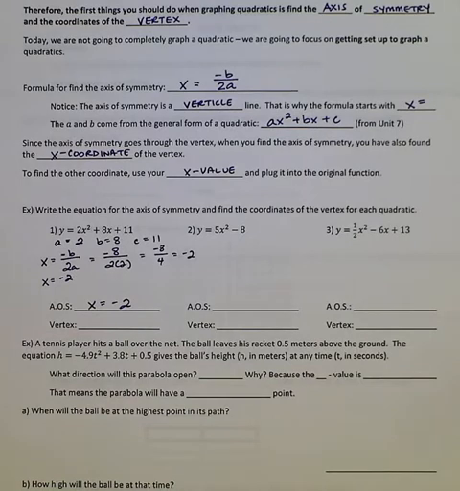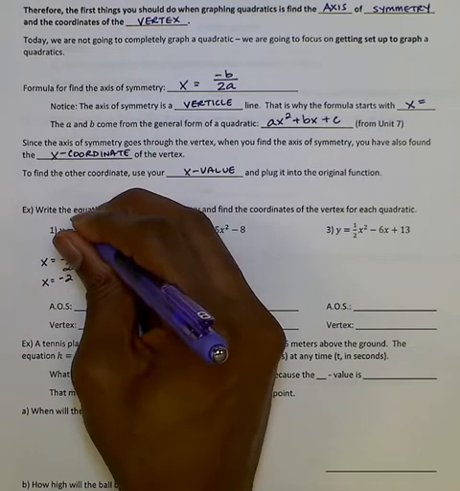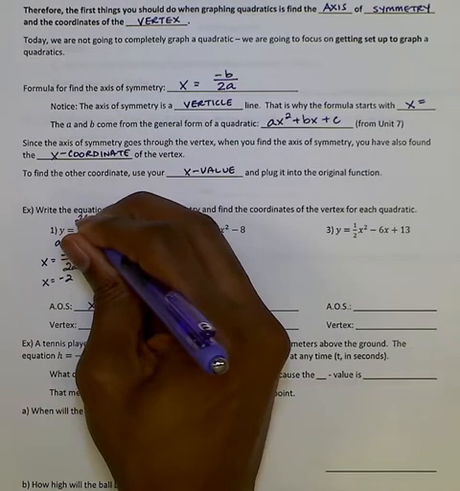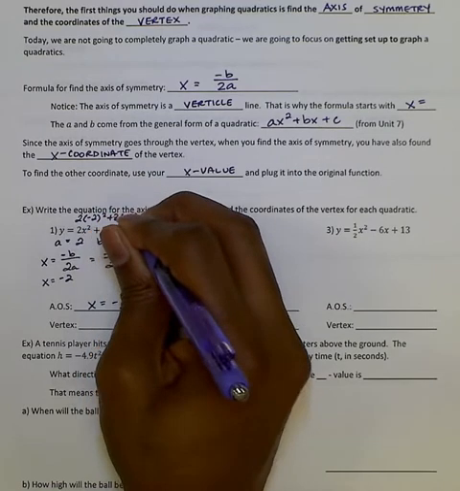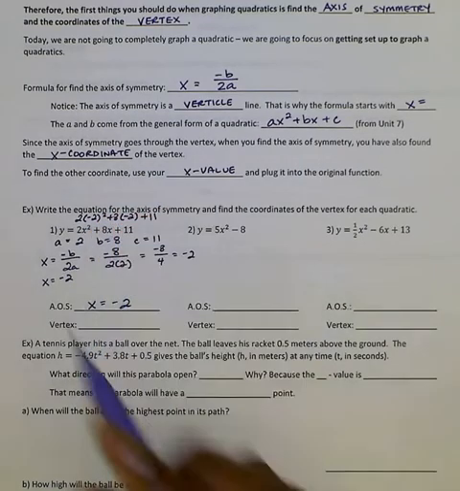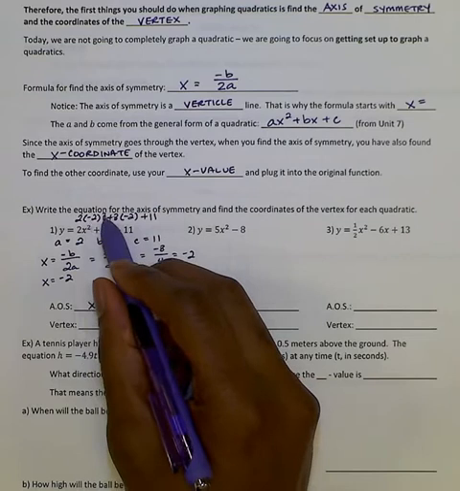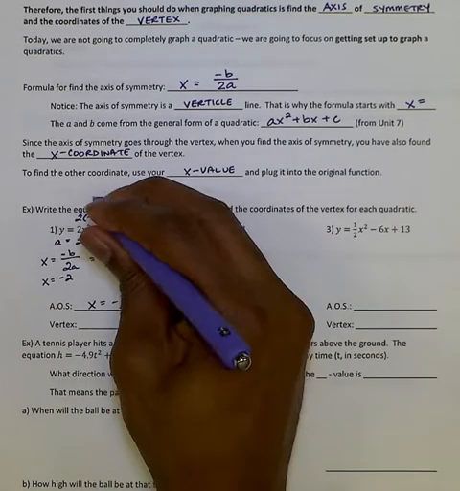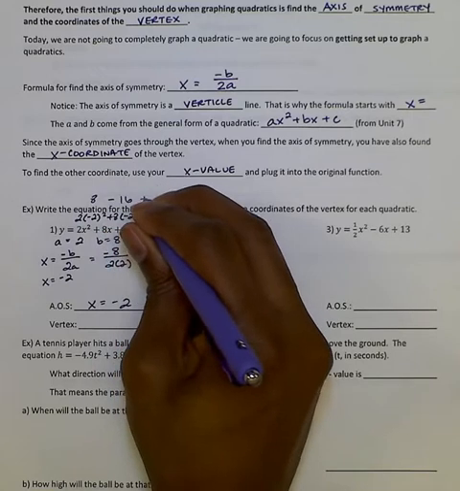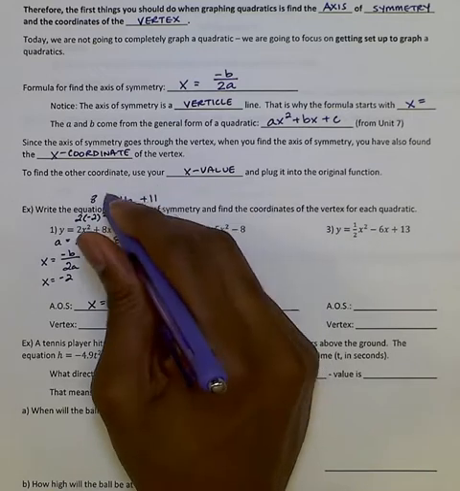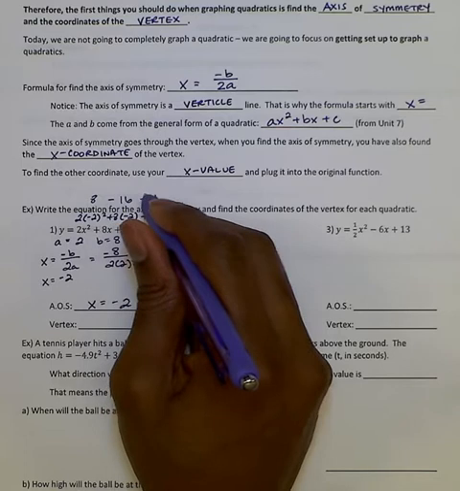Okay, and now we find the vertex. We will find the vertex by plugging this x value into our function. So I'm going to do that right above here. I have 2 times negative 2 squared plus 8 times negative 2 plus 11. Negative 2 squared is 4. 4 times 2 is 8. Minus 16 plus 11. So 8 minus 16 is negative 8. Negative 8 plus 11 is 3.